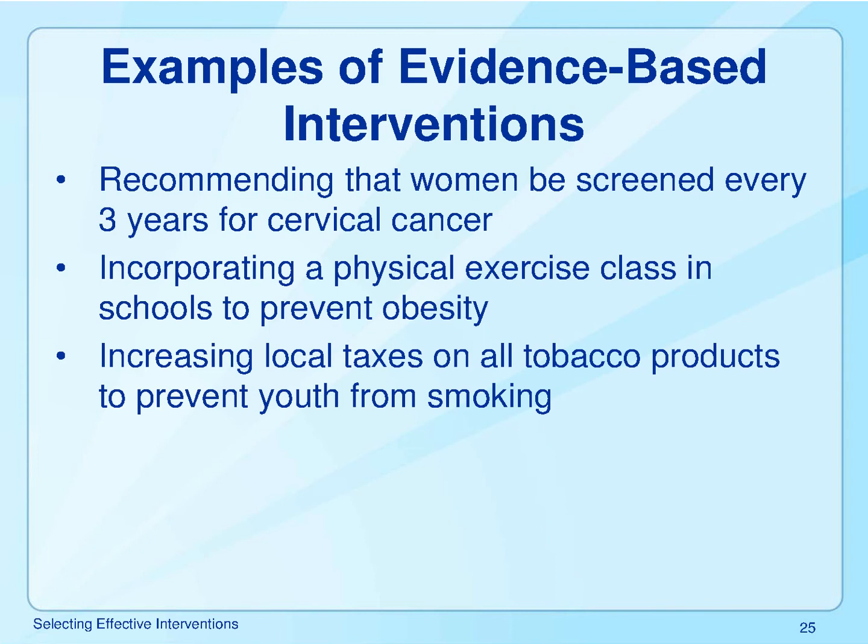So we have recommending that women be screened every 3 years for cervical cancer. Well, that's an evidence-based intervention because it's been shown in multiple studies that that is a good time frame in which to screen individuals, either using mammography or physician-assisted screening. Incorporating a physical exercise class into a school to prevent obesity. Well, multiple studies have shown that school-based interventions coupled with home-based and community-based interventions are more effective at reducing obesity in young people. Increasing local taxes on tobacco products to prevent youth from smoking. That has been shown to be effective as well.